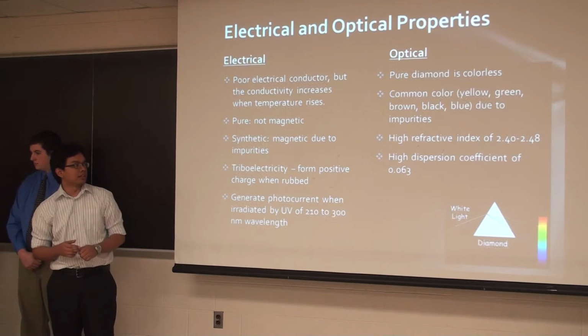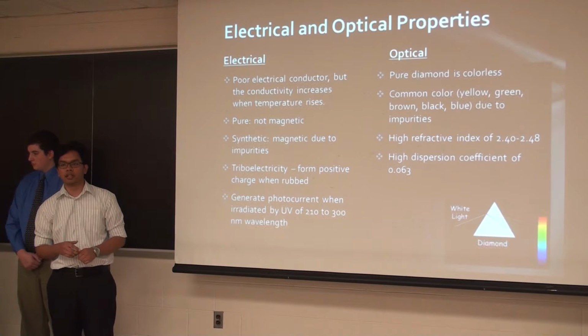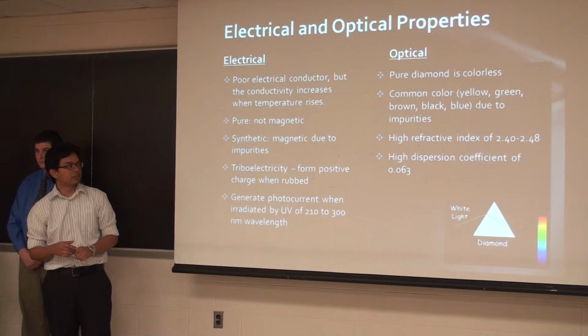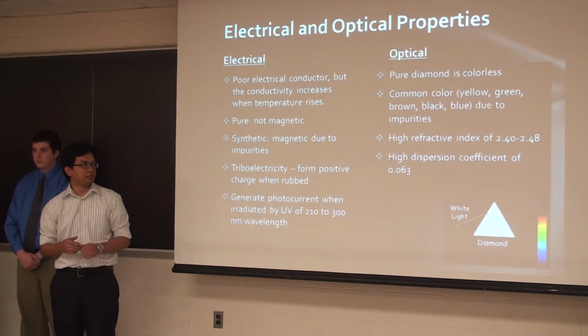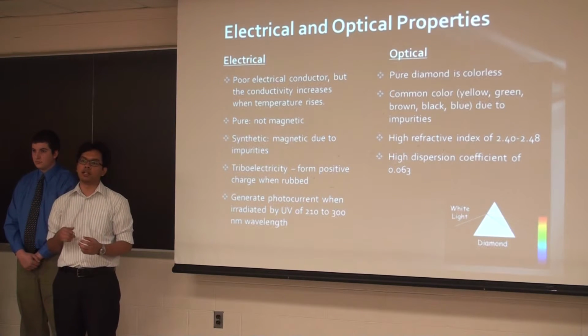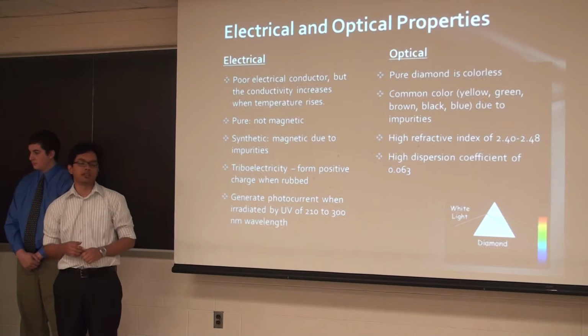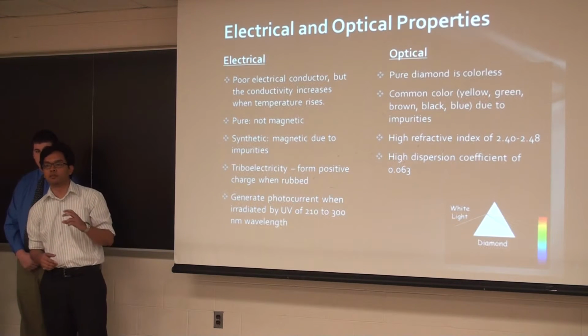Next, it has a high dispersion coefficient. Again, it is the highest among any other transparent minerals. High dispersion gives a better spectroscopy result, which means when we shine a white light, it will disperse into rainbow colors. Because of this too, diamond is a very pretty object.